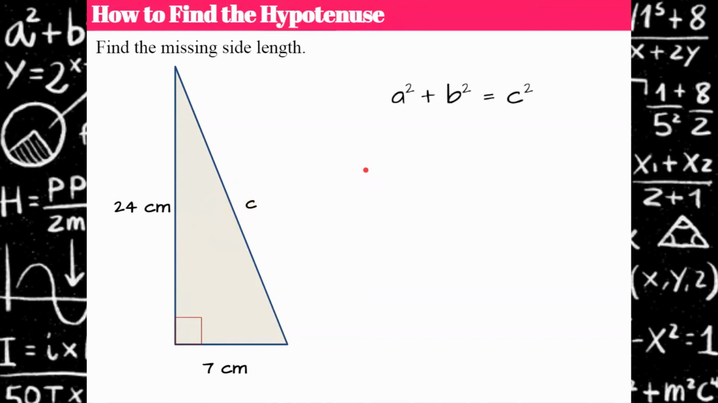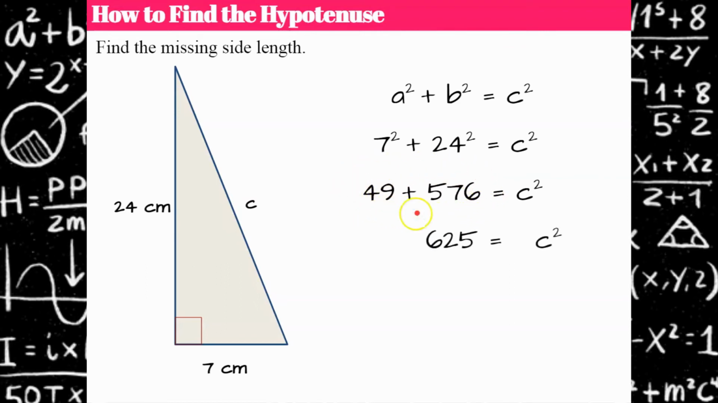So first, I always start with a formula, and then I'm going to fill in what I know. So I denoted that side A would be 7. So 7 squared plus side B, 24 squared, will equal the hypotenuse squared. 7 squared is 49. 24 squared is 24 times 24, which is 576. So now I need to combine my like terms, add 49 and 576, giving me 625, and it all still equals c squared. But I need to know what just c is equal to.